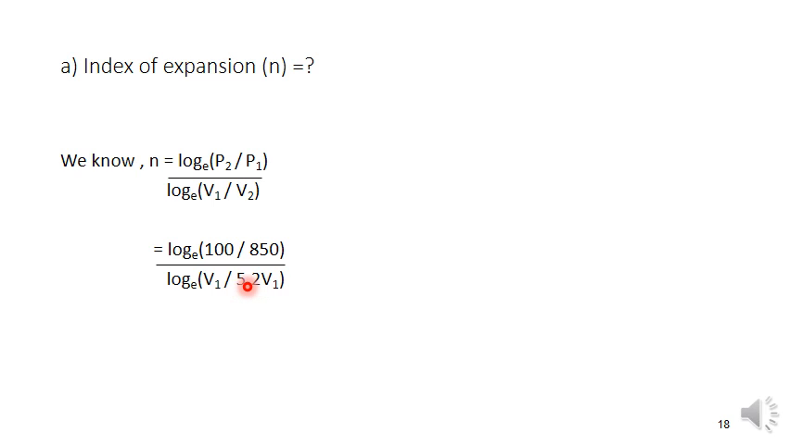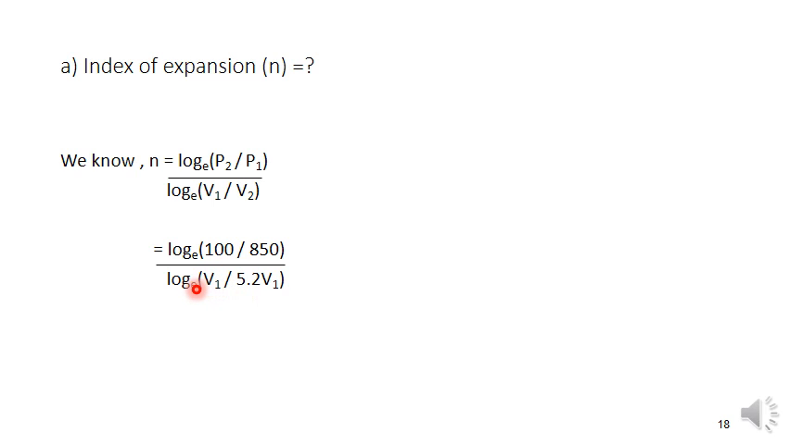And many students made one mistake here. What is that mistake? They cancel V1 by V1, and after cancelling they forget that it is in the numerator, and if V1 gets cancelled in the numerator, there is a 1 value there. We can write this as 1 into V1. So there is 1 divided by 5.2.